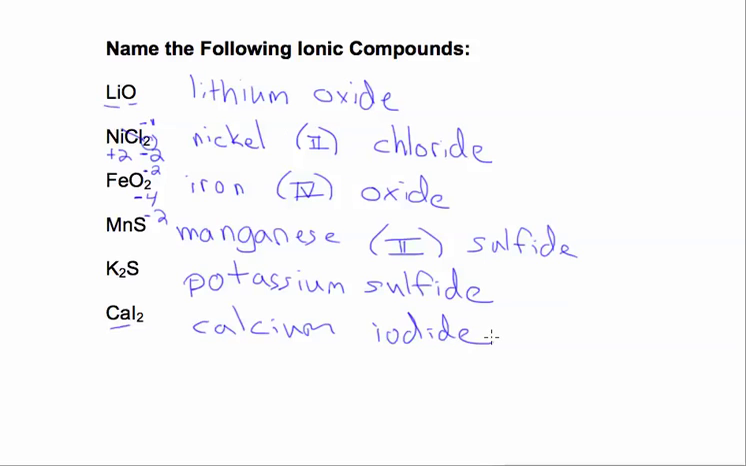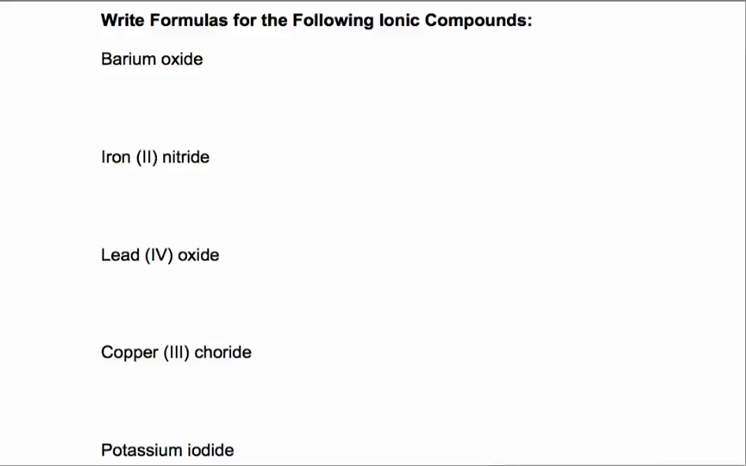Let's talk about how to go the other direction. So, when we want to write formulas, we have a couple of options. We know that it has to make an electrically neutral compound, and we learned when we were doing the drawings for how the bonds were formed that there's only one way they can go together. So we could do the drawing and figure out how many of each atom we need in order to get everybody happy. But there's an easier way to do it, and it's called dropping and swapping.